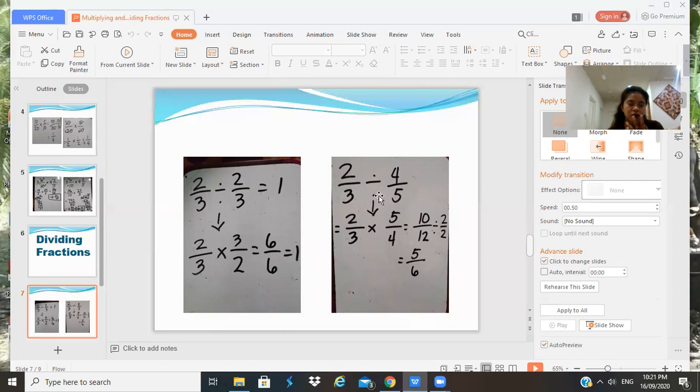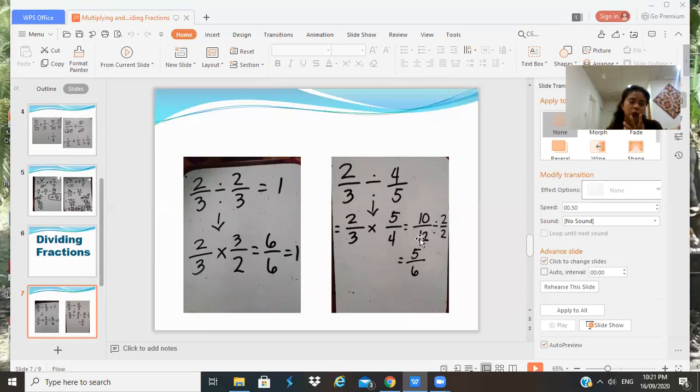Then the division sign, change it to a multiplication sign. Then the reciprocal of 4/5 is 5 over 4. Then we are going to multiply directly. 2 times 5 is 10. And 3 times 4 is 12.